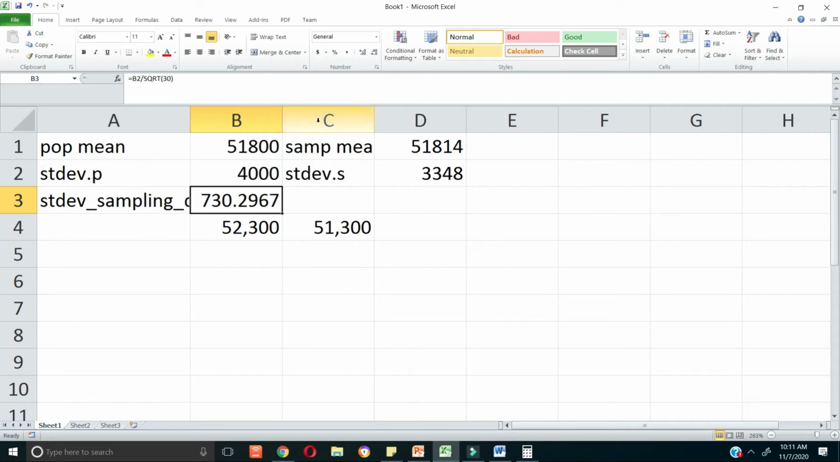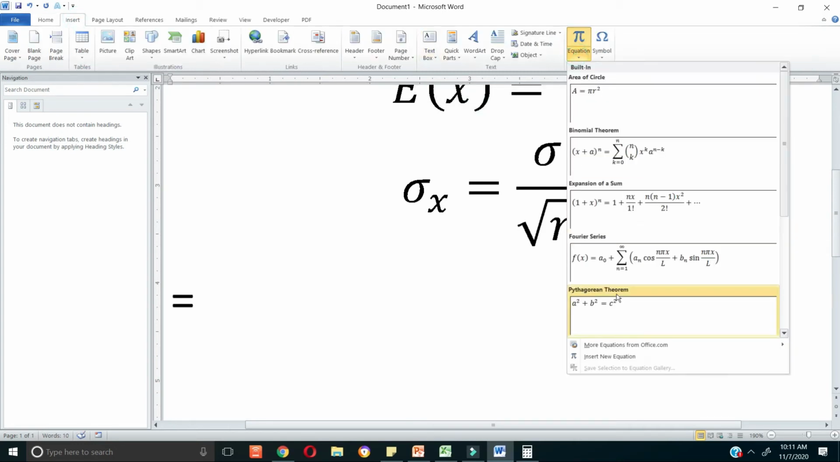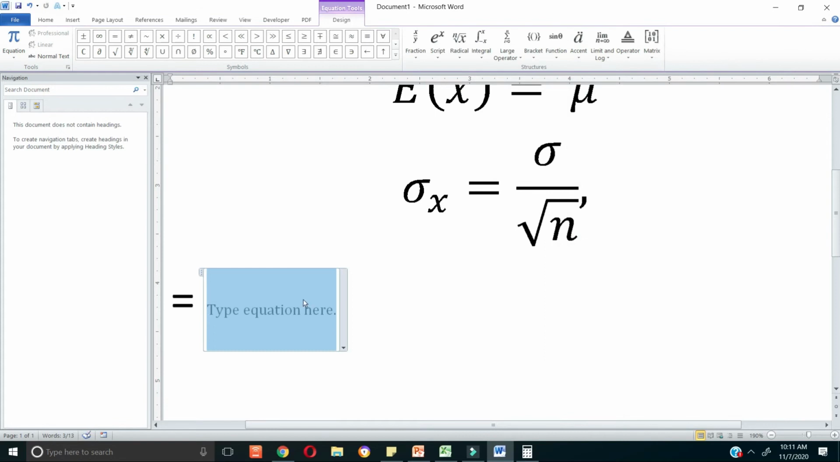So the z value for this is basically the value minus mu. Remember, the z value is x minus mu over sigma. So the z value is going to be, I just need a new fraction. Just to remind you, we need to compute the z values to convert this to a normal.